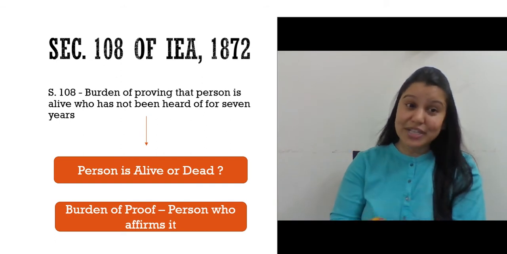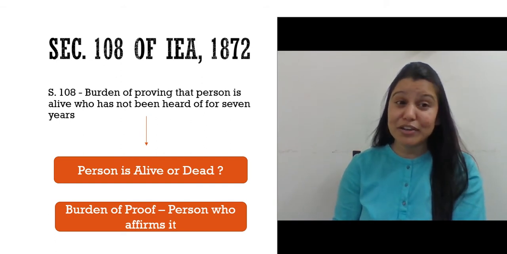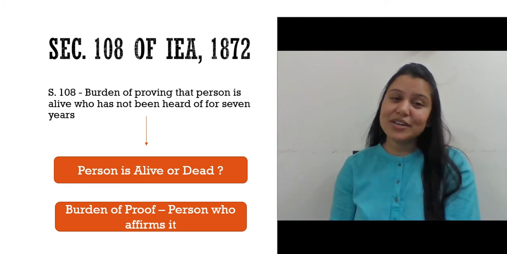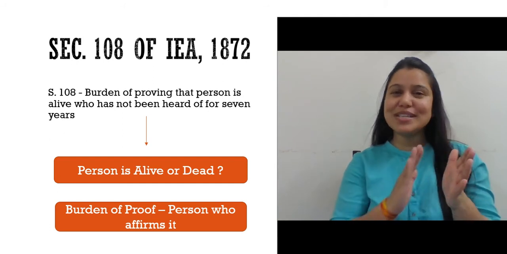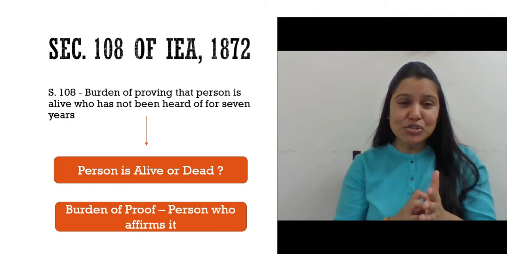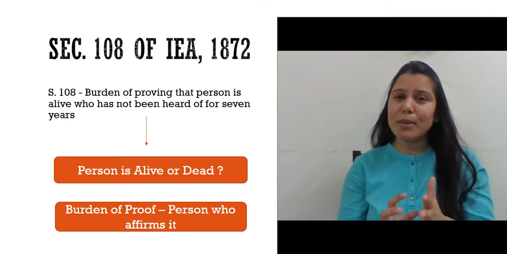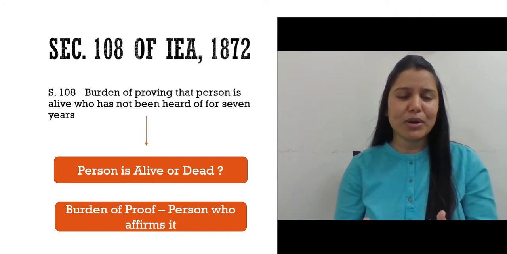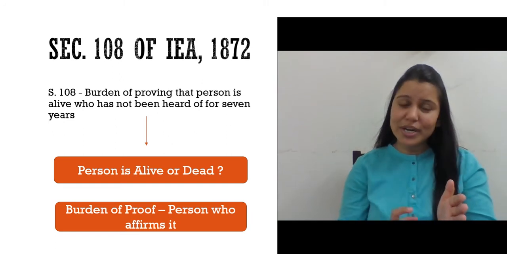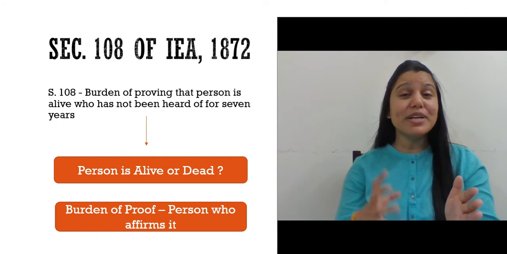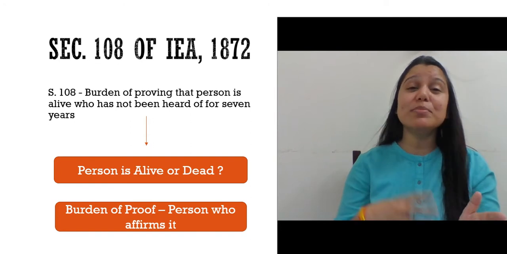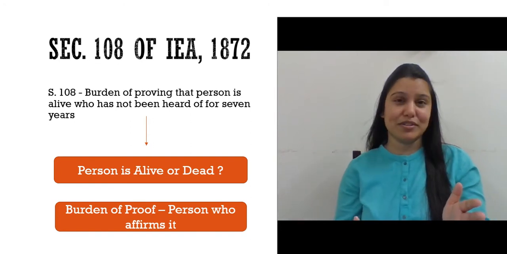Now, the next section: burden of proving that a person is alive who has not been heard of for 7 years, right? Here again, the question is whether a person is alive or dead. The same question. But here, it is shown that nobody, meaning people who generally would have heard about him, has heard about him for 7 years. The question is whether he is alive or dead, and it is shown that in 7 years nobody has heard about him.